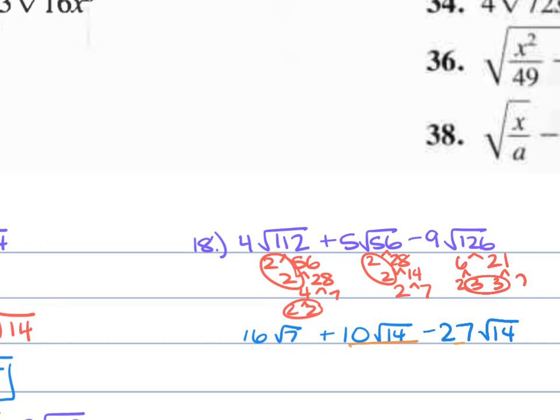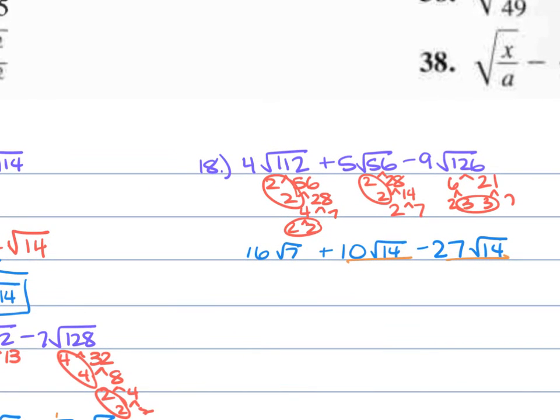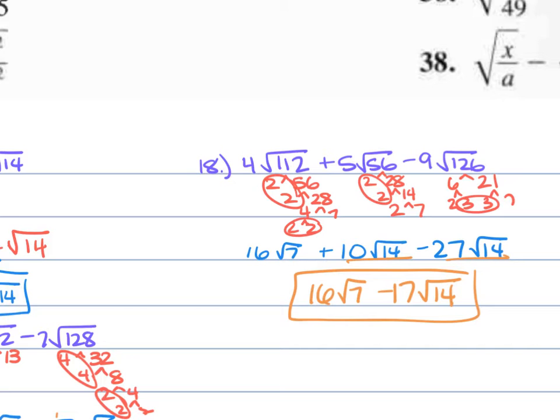Combine your like terms here, which is the 10 square root 14 minus 27 square root 14. This is going to be 16 square root 7 minus 17 square root 14. There we go. All right.